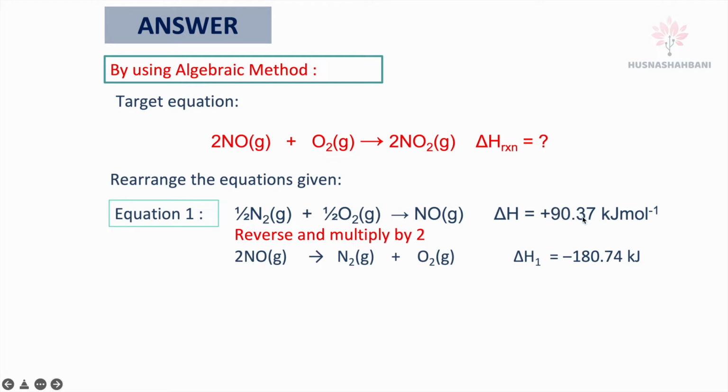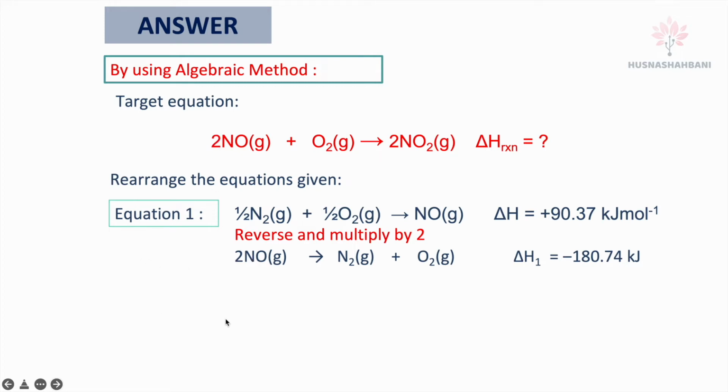So 90.37 times 2 is 180.74 kilojoule. This is kilojoule, not kilojoule per mole anymore, because per mole is for this NO when it is 1 mole. When you multiply by 2, this NO is not 1 mole anymore, so don't write down per mole here. It is just kilojoule. That is the first equation when we reverse and multiply by 2, and it's the same as the target equation, reactant 2 moles.